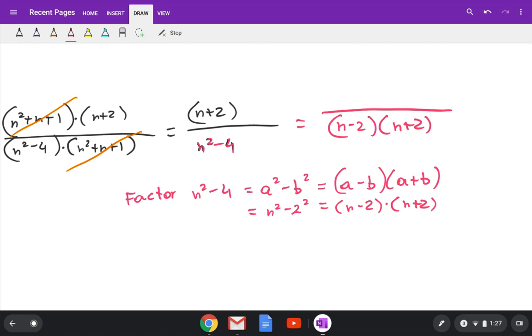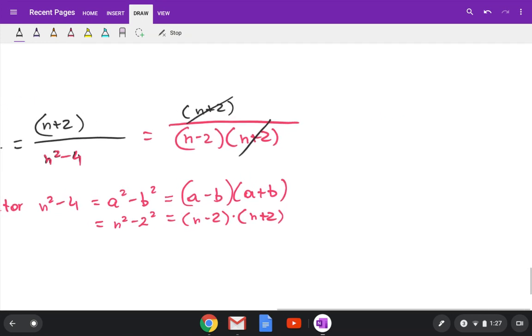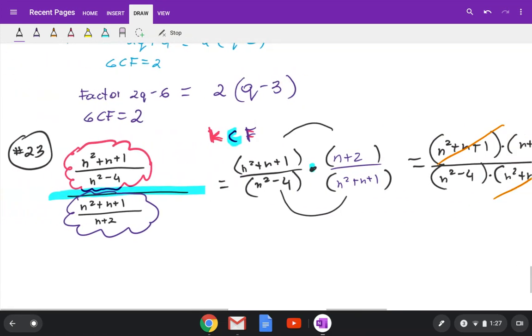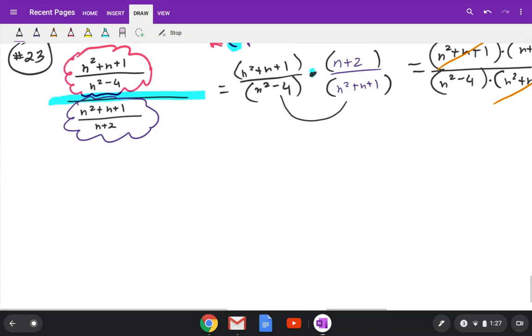And on the top, we have n plus 2. And now we can cancel n plus 2 because they are the same. So that will give us 1 over n minus 2. Okay, that's the final answer. Okay, that was number 23. Next one, it's number 29.